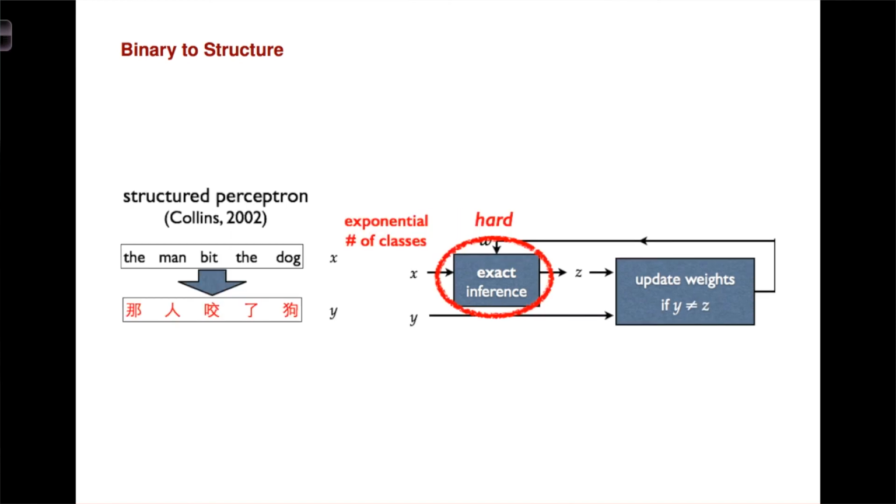The structured perceptron is quite a bit more challenging. And so here, you have an exponential number of classes, so you have to do things like dynamic programming when you can, but sometimes even that is tricky. And so doing exact inference is hard. We'll see why this is hard and what it does to the theoretical properties of the algorithm in a little bit.